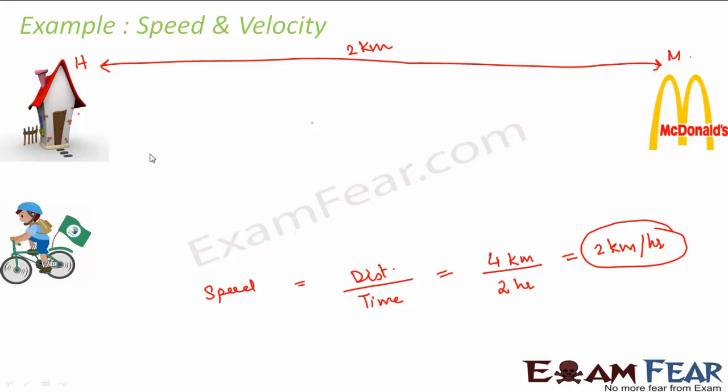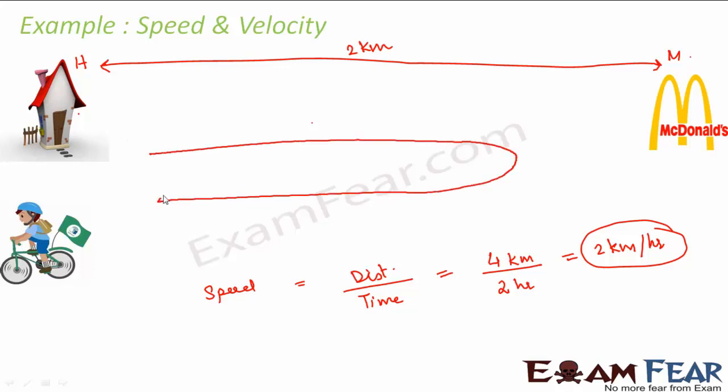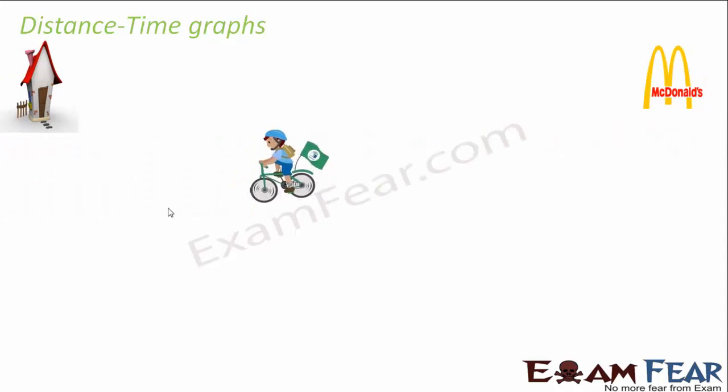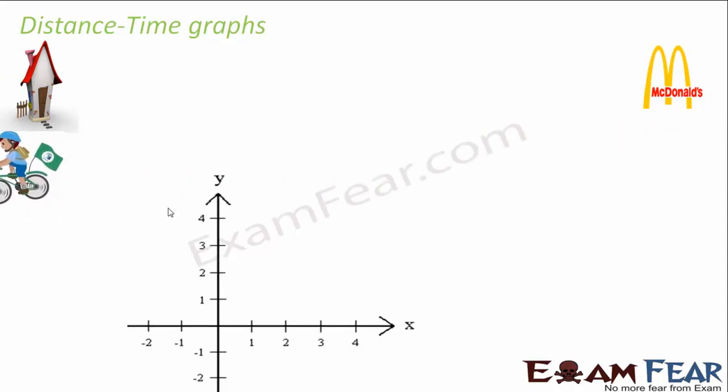So this journey included home to McDonald's and then again take a U-turn and come back to home. In this case, we see that the speed comes out to be 2 kilometers per hour. Right? Now let us look at the same thing in terms of the distance time graph. For the same scenario, let us try to plot the distance time graph. What is a distance time graph? It is a graph where you plot distance along the y-axis and time along the x-axis. Now, what does this graph actually depict? It actually tells us how the distance varies with time.